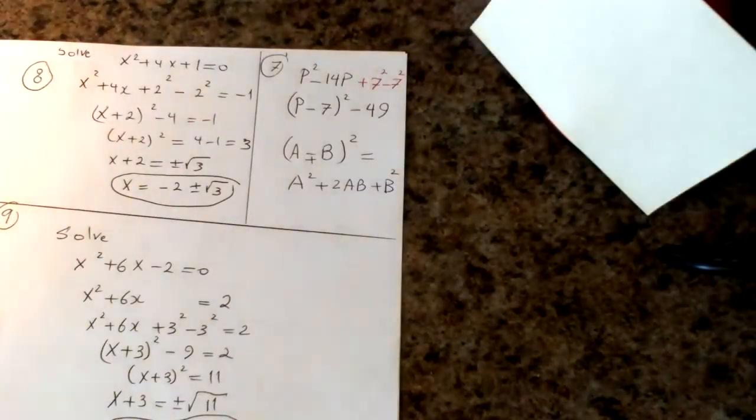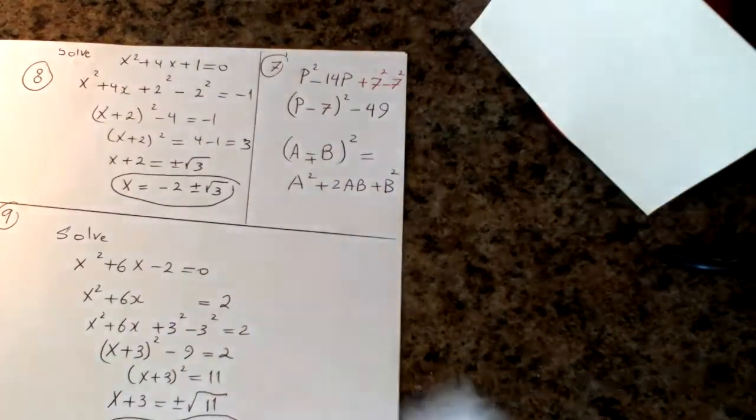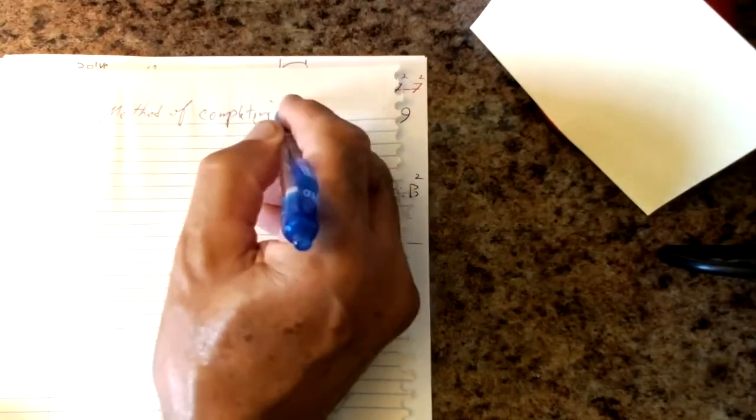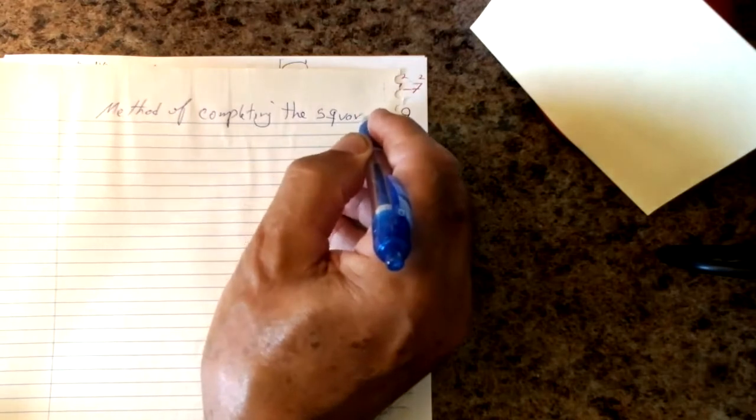So start with problem number 7. We have the method of completing the square. The second method. We already talked about square root. Now the second method is the method of completing the square. And this method is also used to solve second degree equations.